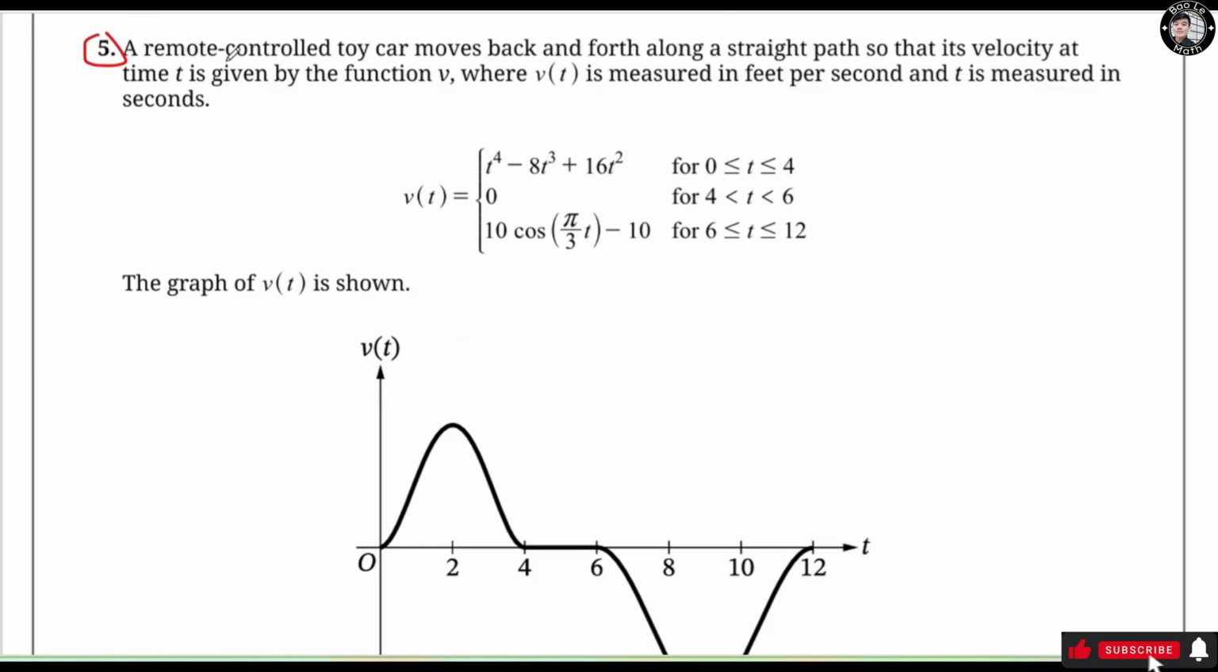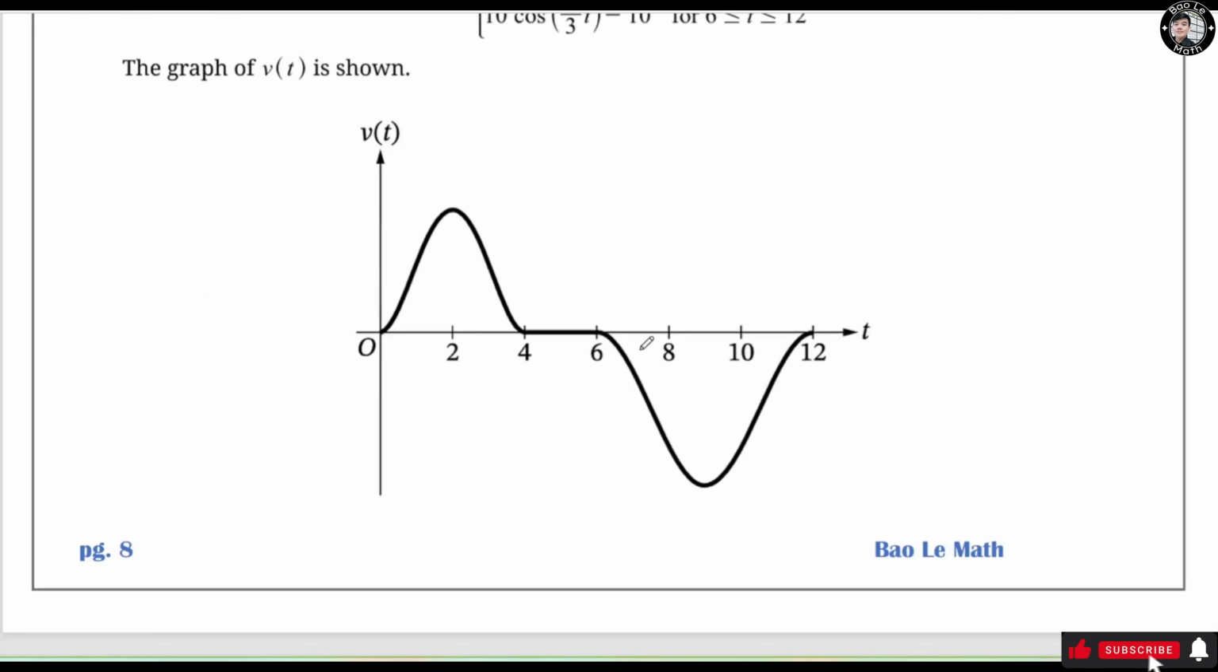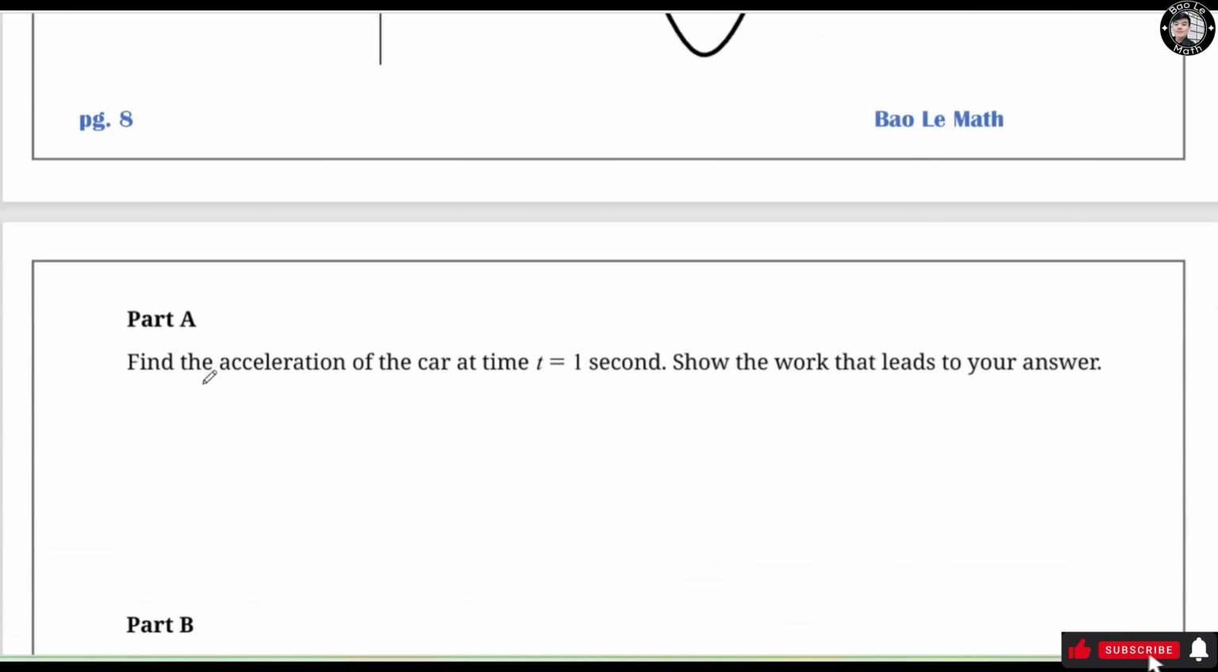Question 5. A remote control toy car moves back and forth along a straight path so that its velocity at time t is given by the function v, where v(t) is measured in feet per second and t is measured in seconds. Alright, so v(t) is right here. The graph of v(t) is shown below. Question A. Find the acceleration of the car at time t equals 1 second.